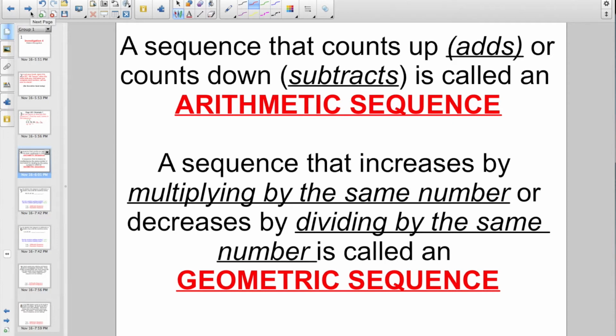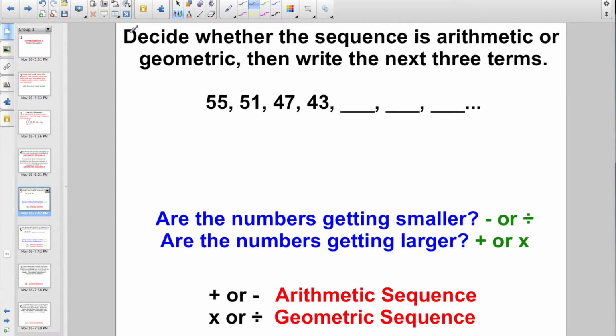It's listed in your book, and I gave you a few helpful hints here. They're going to start asking you to decide whether the sequence is arithmetic or geometric, and then write the next 3 terms. I gave you a couple little helpful reminders. First thing you want to ask yourself, are the numbers getting smaller? Well, the operations that make numbers smaller are subtracting or dividing. Or if the numbers are getting larger, you automatically know that would have to be adding or multiplying. And just to refresh your memory, adding or subtracting are arithmetic sequences. Multiplying or dividing are geometric sequences.